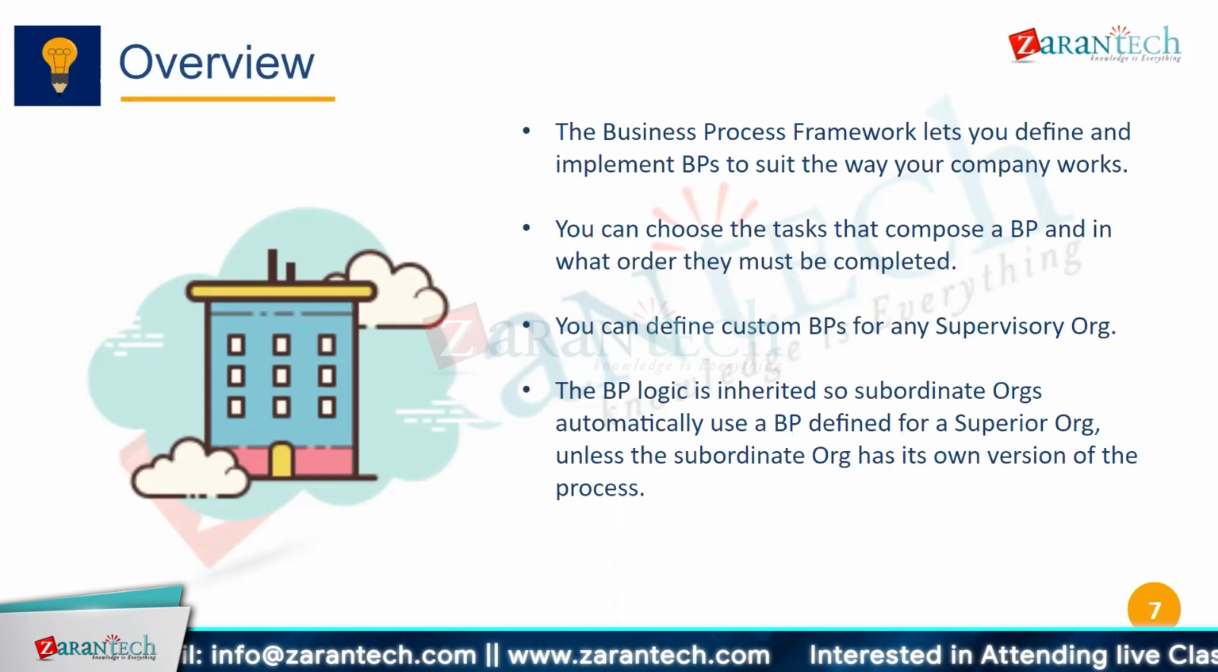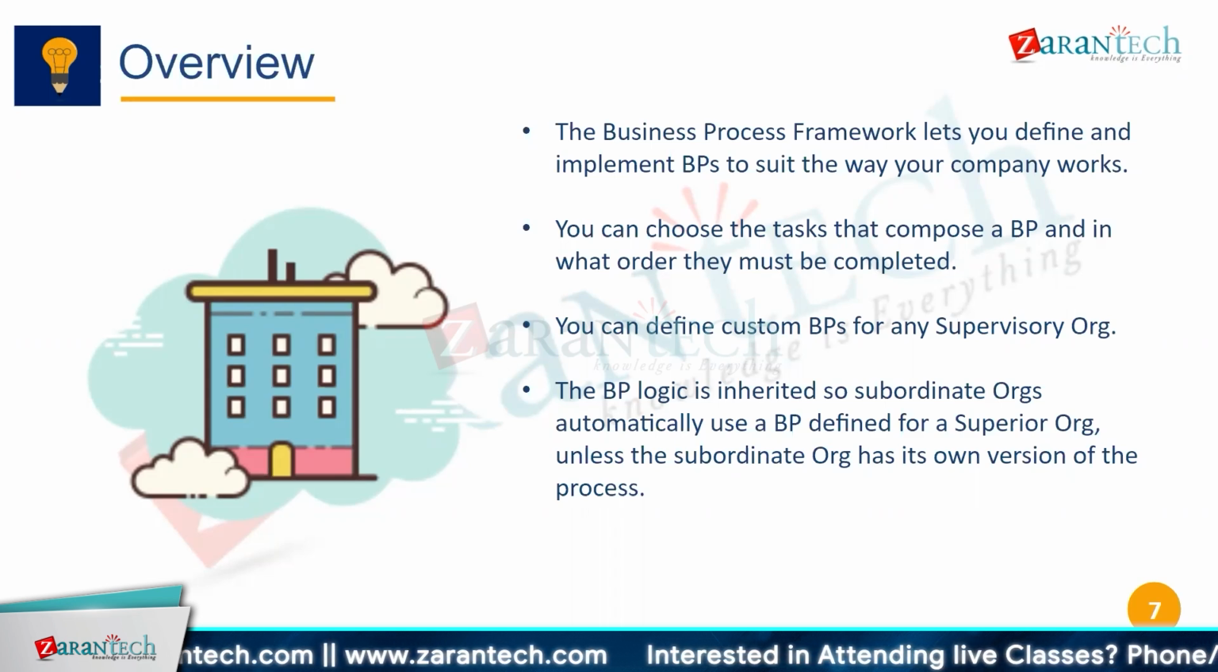So you can choose a task that composes a business process and in what order they must be completed. So the order, the sequence, who needs to do what, who can do what, can be managed through the business process configuration and sequencing. You can define custom business processes for any supervisory organization. The business process logic is inherited, so subordinate organizations automatically use a business process defined for a superior organization, unless a subordinate has its own version of the process.